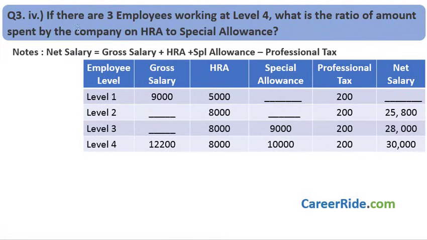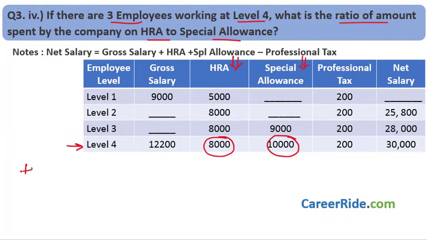Okay. And now coming to the last and the final question of this video. If there are 3 employees working at level 4, what is the ratio of amount spent by the company on HRA to special allowance? So level 4, which means this row, and there are 2 columns that I'm interested in now. And they are HRA, this column, and the special allowance column. And if I see the intersection, this is the figure of HRA for level 4, and this is the figure for special allowance for level 4.